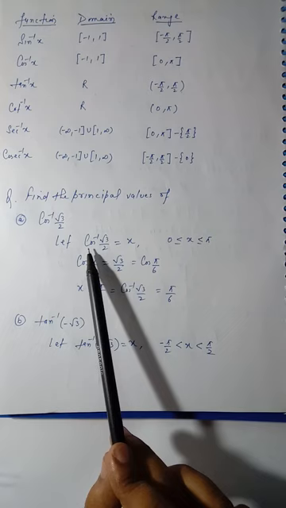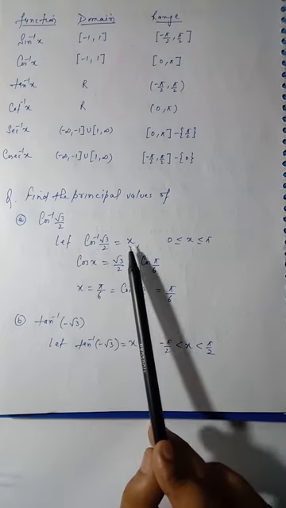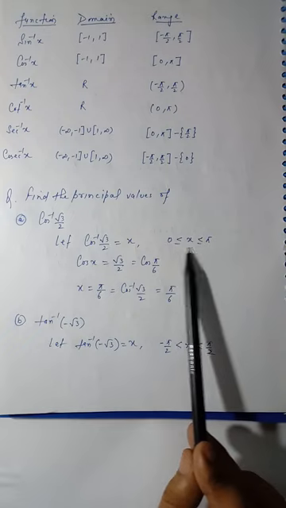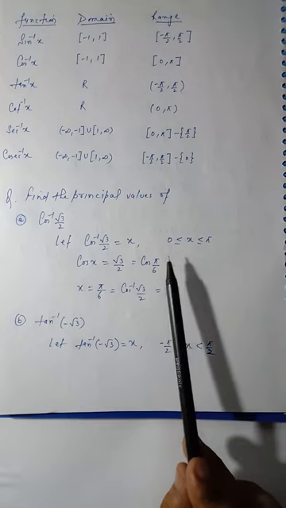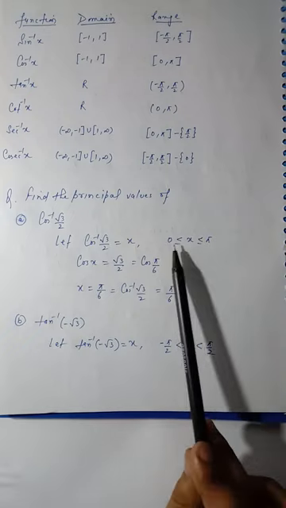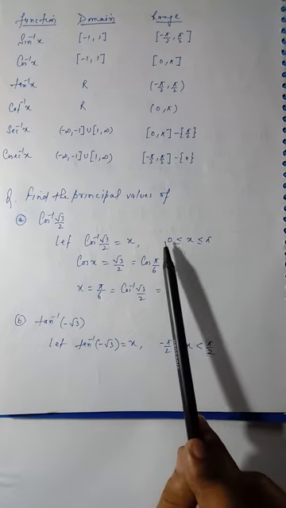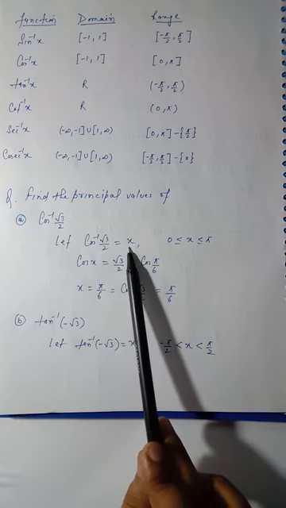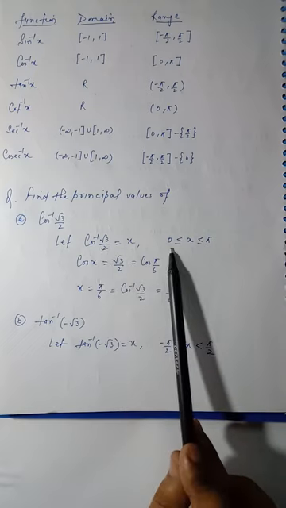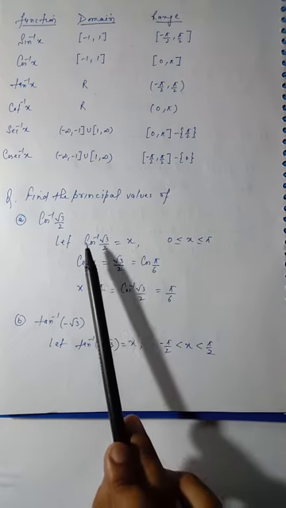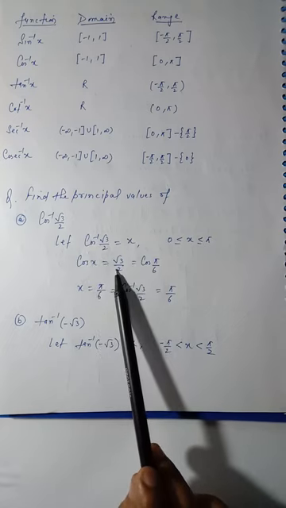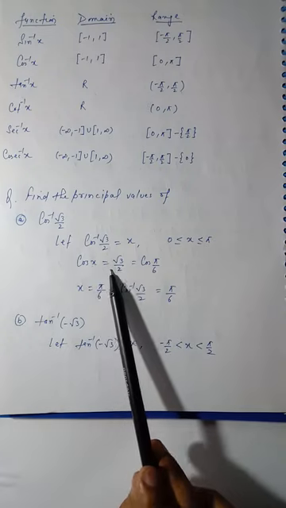If we are assuming cos inverse root 3 by 2 is x, it means this value of x will be from 0 to pi, because this point is very important: we always have to keep our values between these two values, 0 to pi. So when cos inverse root 3 by 2 is x, the inverse is possible, and when this cos inverse goes to the other side, it becomes cos x equal to root 3 by 2. Now see, this cos function is a cyclic function.